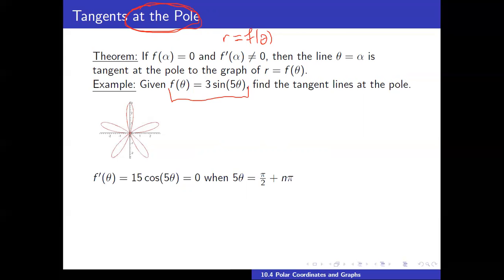And when is that 0? Well, that's equal to 0 when 5 theta is equal to 90 degrees plus any integer multiple of pi. I can just move by 180 degrees in any direction. So if you divide through by 5, then you're going to get pi over 10 plus any integer multiple of pi over 5. So that's when the derivative is 0.